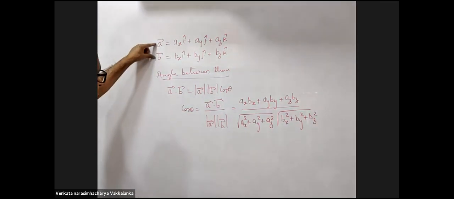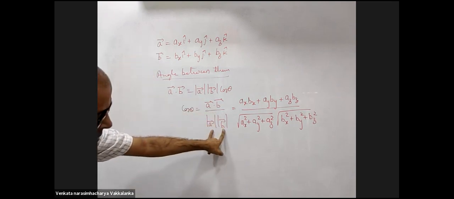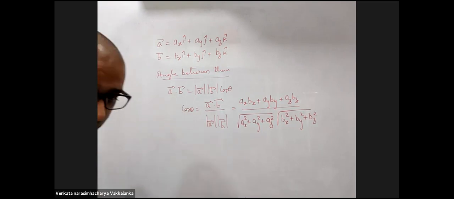So whenever the angle between two vectors in this form is asked, go for the dot product, divide by the magnitudes of both the vectors, and you will get the cosine of the angle between them.